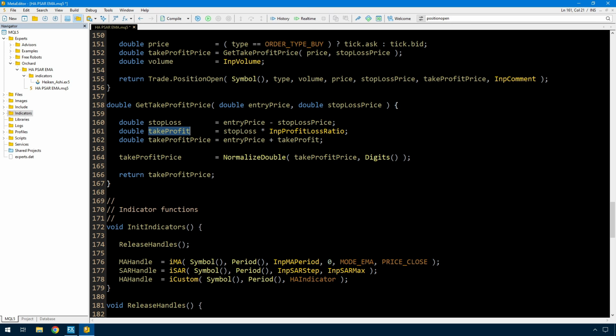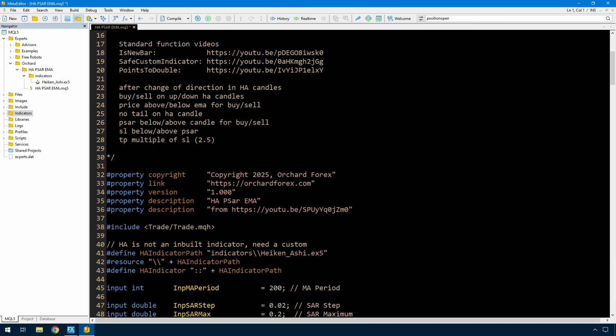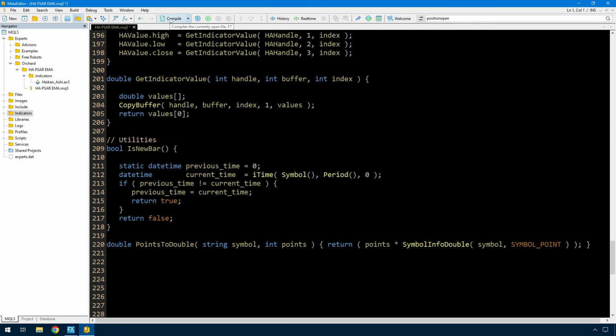The take profit delta then is the stop loss delta multiplied by the profit loss ratio. And then the take profit price is the entry price plus that take profit delta. Now remember, if this happens to be a negative number because we're selling, then this will also be a negative number. And that means entry price plus take profit will wind up in a number that is lower than the entry price, which is correct for a sell trade. I normalize that, take profit price, NormalizeDouble, take profit price, digits, and then just return that take profit price. And then I think that will be everything. See if that compiles.